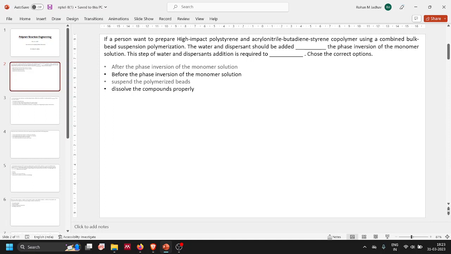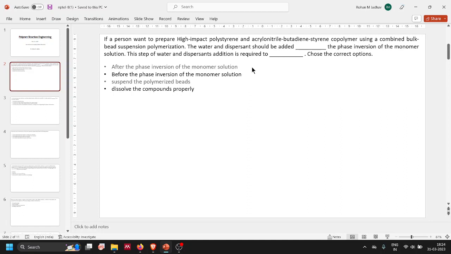So starting from the first question, this is a problem: if a person wants to prepare high impact polystyrene and acrylonitrile butadiene styrene copolymer using a combined bulk bead suspension polymerization, the water and dispersant should be added, dash, the phase inversion of the monomer solution. The step of the water and dispersant addition is required to dash, and you have to fill in the blank. So the first option is after the phase inversion of monomer solution.